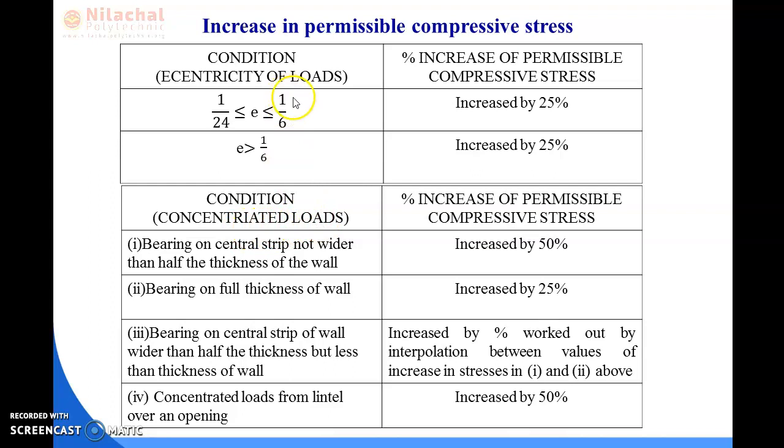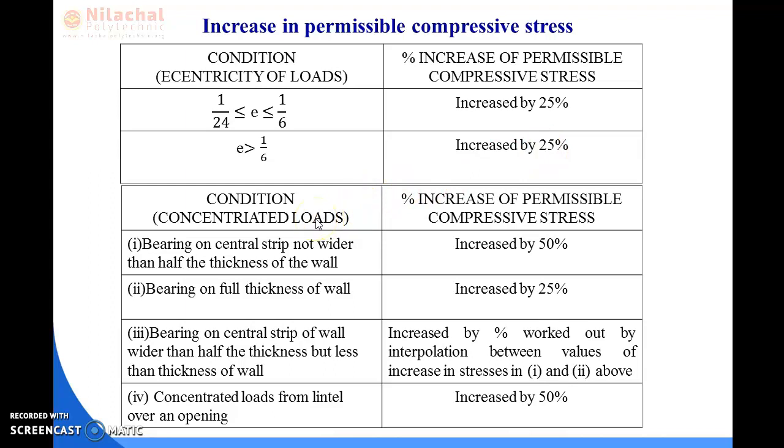For eccentricity load, there are two conditions according to which the percentage increase of permissible compressive stress is given. If the eccentricity is greater than 1/24 and less than or equal to 1/6, then the permissible compressive stress is increased by 25%. Then the second condition is if eccentricity is greater than 1/6 only, then the percentage of increase is 25%. So this is for your eccentricity loading.